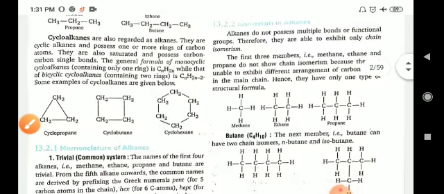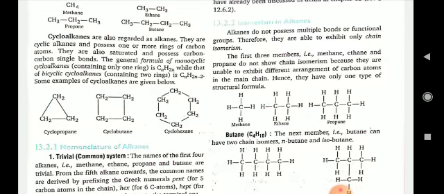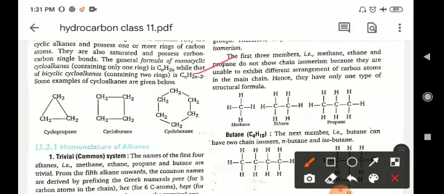The first 3 members, that is methane, ethane and propane, do not show chain isomerism because they are unable to exhibit different arrangements. According to chain isomerism, the compounds should have the same molecular formula but different structures. In these 3 members there is no possibility of different arrangements of the carbon atoms. Hence they have only one type of structural formula.